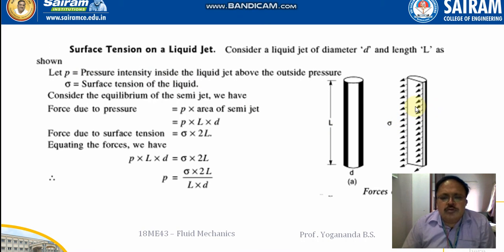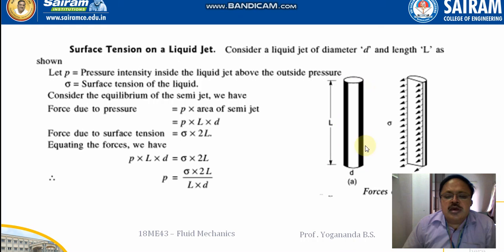If you recall your pressure, at any point we have the pressure which is above the atmospheric pressure or below the atmospheric pressure. So this P is the pressure intensity inside the liquid with respect to the outside pressure. Sigma is the surface tension. Now the force due to the pressure inside the liquid jet: the liquid jet has the length L and the diameter D, and this pressure is acting on it.